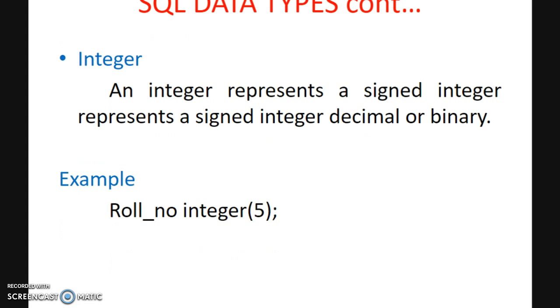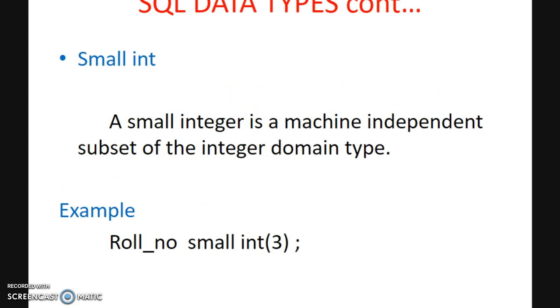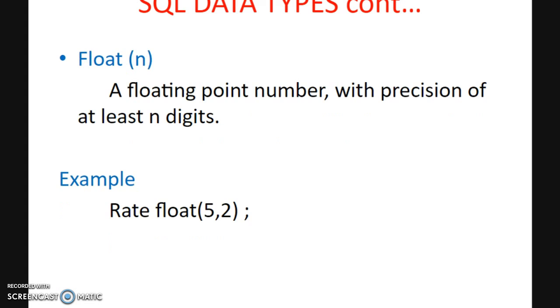Next one, integer. Integer represents a signed integer. That is, it may be a decimal or binary value. Roll number, integer of 5. Small int. Small integer is a machine independent subset of the integer domain type. Roll number, small int of 3. Floating point number. It is denoted by float of n. N may be the maximum length of the value. Rate float of 5, 2.